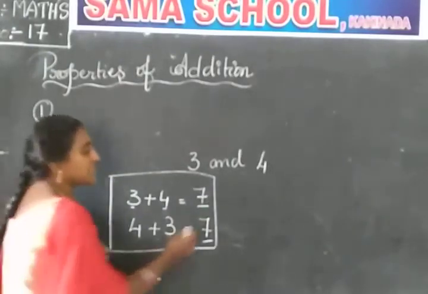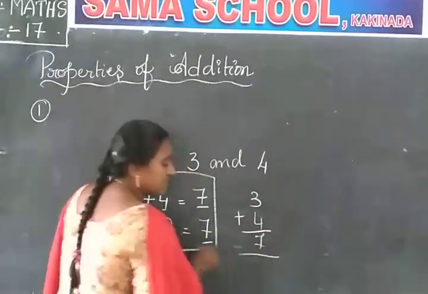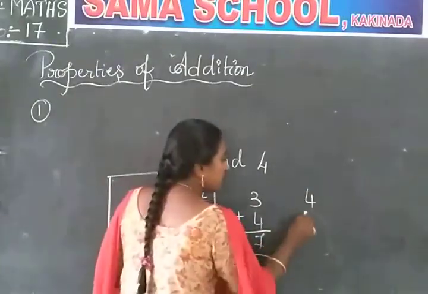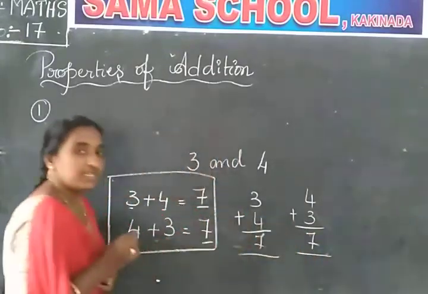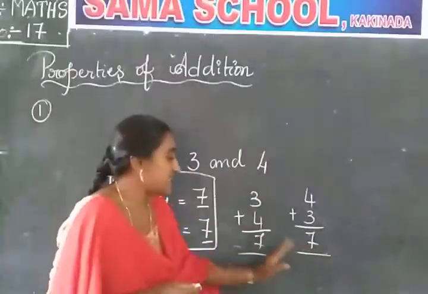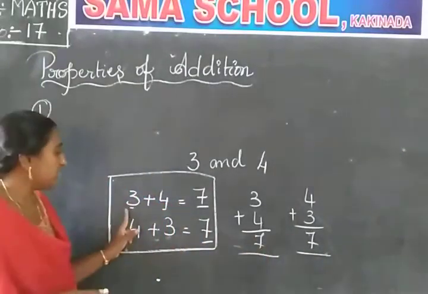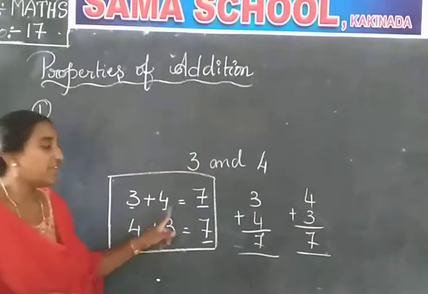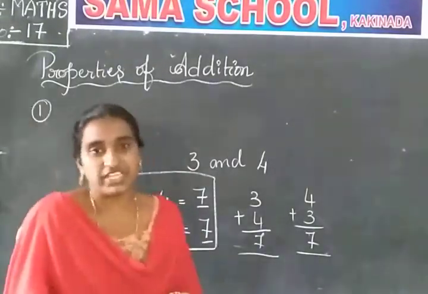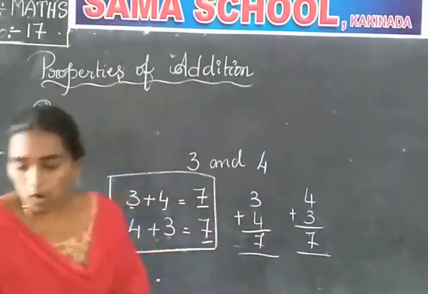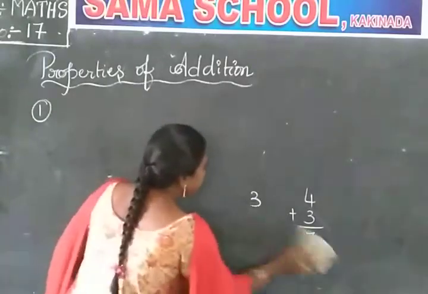That means first if you take 3 and add 4 to that, you will get 7. Or first if you take 4, next you add 3 to that number, then also you will get 7. In both the cases, the result is same. That means if you change the order of the numbers, the result will be same. The result will not be changed. This is the property.